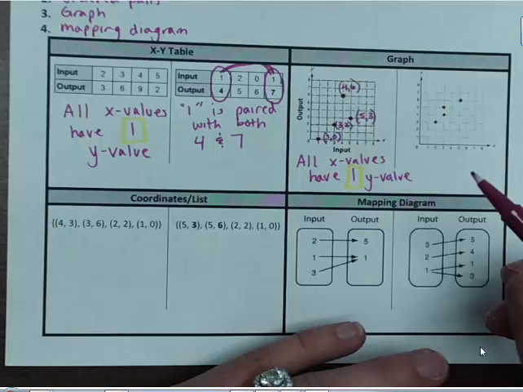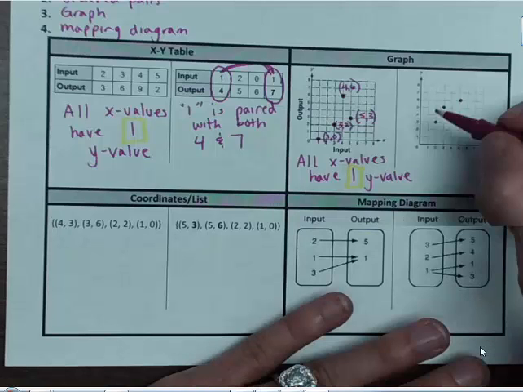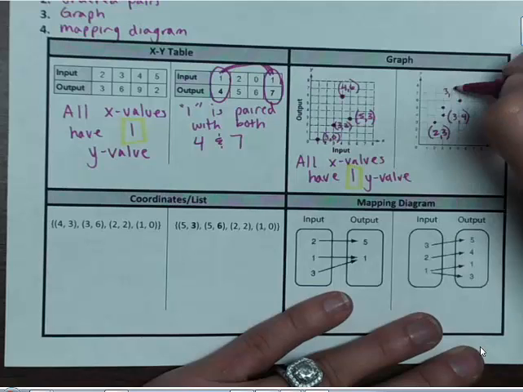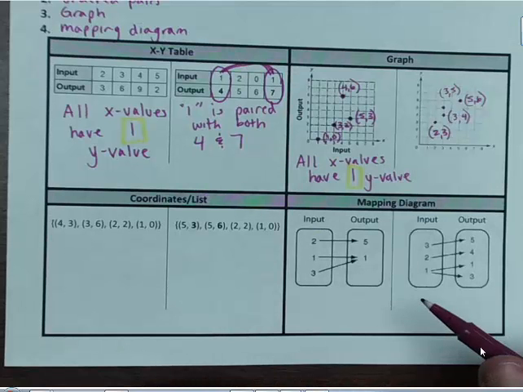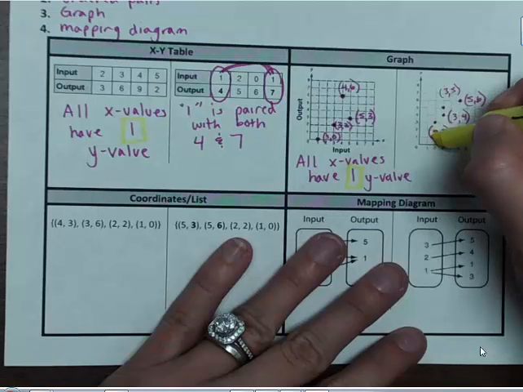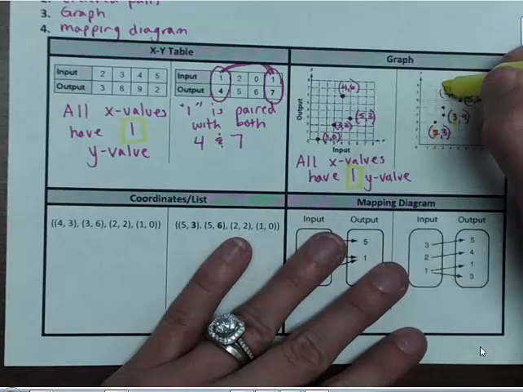So this first one is 2 comma 3. This one is 3 comma 4. This one is 3 comma 5. And this one that's the farthest to the right is 5 comma 6. Now, if I notice my x values, or my inputs, I have 2, 3, 3, and 5. I already see a big problem here.